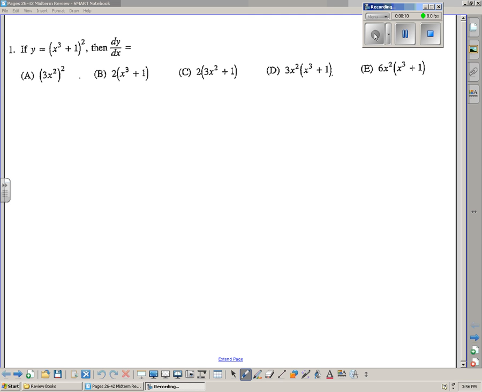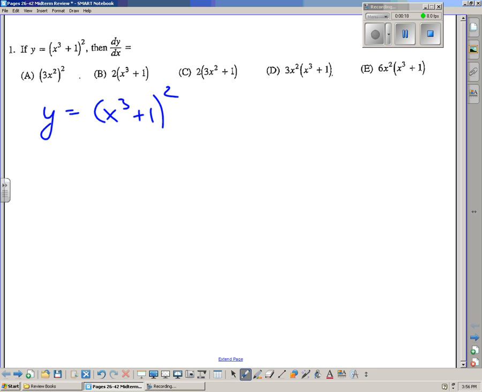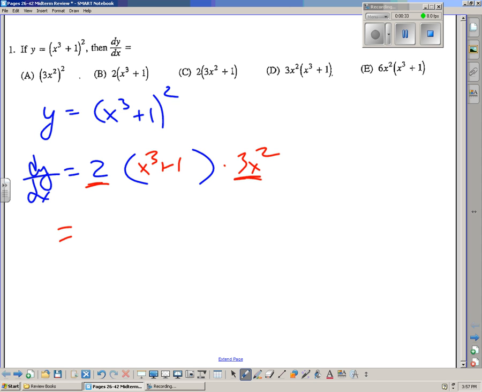So number one says, if y is equal to (x cubed plus 1) quantity squared, then dy/dx is. This is a chain rule problem. We have stuff being squared here. So the derivative of stuff squared is 2 times that stuff, which is x cubed plus 1. And then we must multiply by the derivative of the stuff, which is 3x squared. Cleaning this up, this is all multiplication, so 2 times 3x squared is 6x squared, times (x cubed plus 1), which looks like choice E. Not a bad question at all.